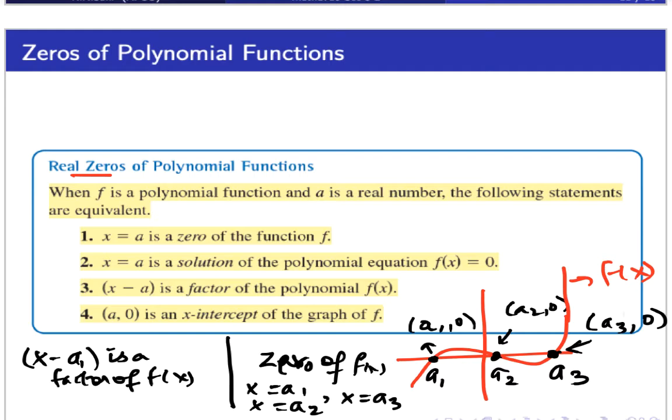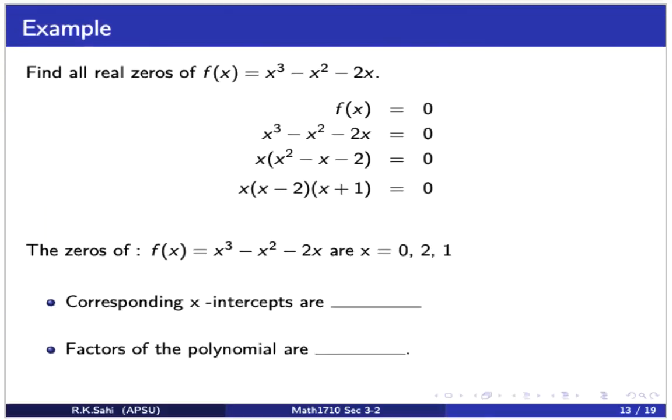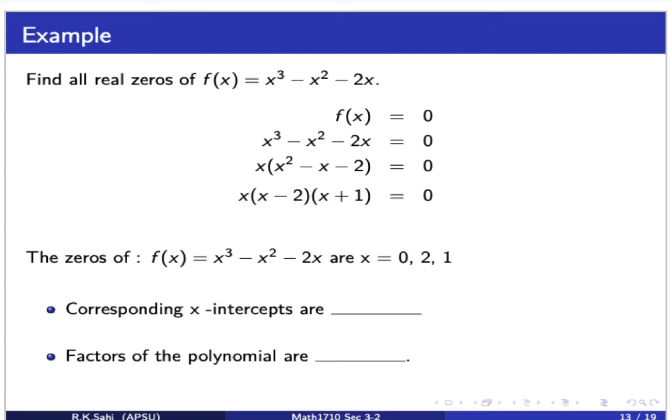Now let's go ahead and do some examples here. The first question is: find all the zeros of the function f(x), and this f(x) is a cubic function given by x cubed minus x squared minus 2x. To find real zeros, in other words, we equate the function f(x) equal to 0. Now replace f(x) by the cubic function on the right hand side: x cubed minus x squared minus 2x equals 0.